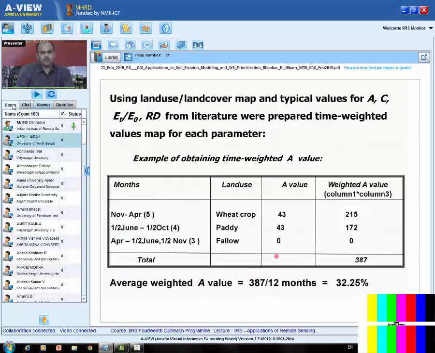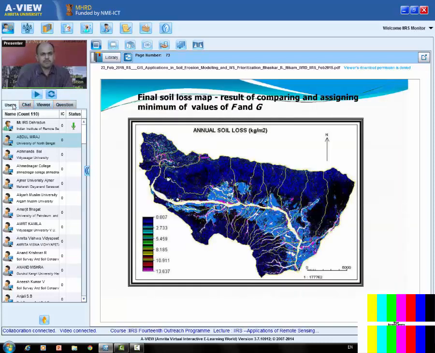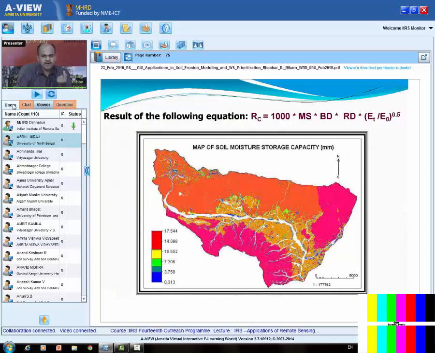Now we'll try to calculate this A interception average. We'll try to calculate using the NDVI map or any soil map. So A factor map, crop management factor map, map of ratio of ET by ET0, and topsoil rooting depth. All these maps we have developed for pixel by pixel basis, and these are the results we'll see afterwards. From that, because R map is available with us, I map is available with us, we have calculated kinetic energy of rainfall.